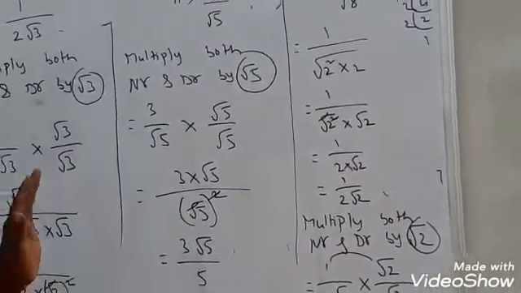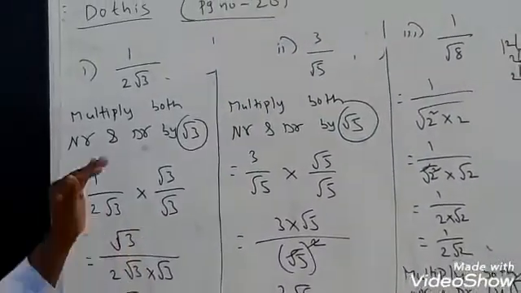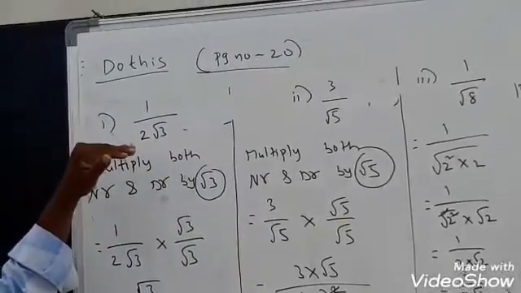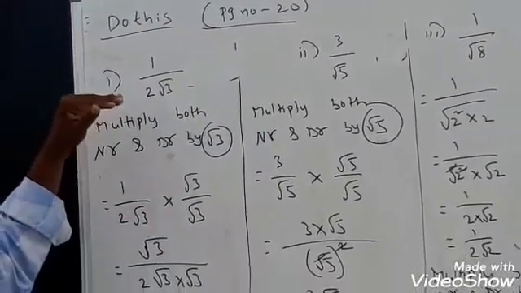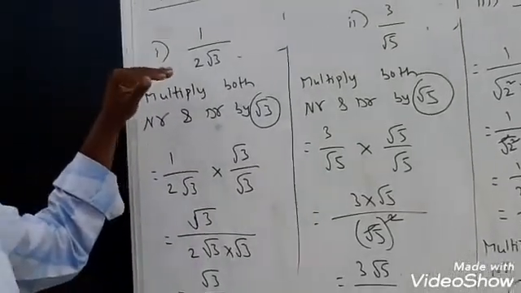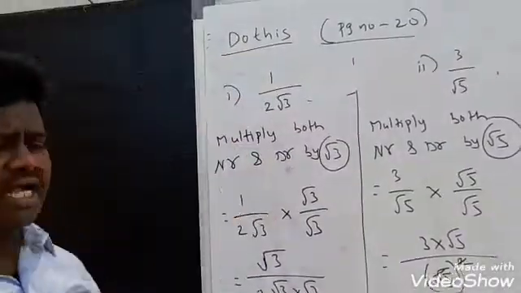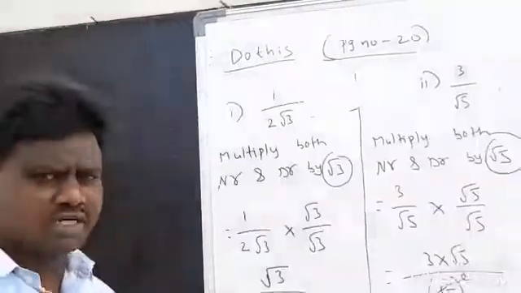So this is the process, children, of how to find the rationalizing factor. Here I took only monomials. Tomorrow I will take binomials. Tomorrow I will explain how you find the rationalizing factor of denominators of binomial form. So today I explained only about the rationalizing factor which contains only one term.